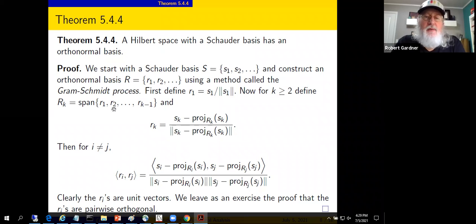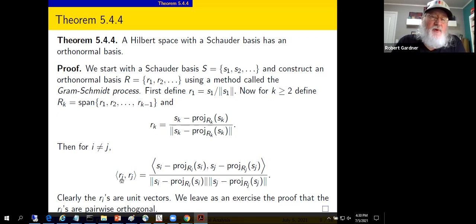The R's will be orthonormal vectors. We're inductively creating them as such. Notice this gives us R1 through R sub k minus 1. We'll define R sub k by taking the kth vector in this set, subtracting off the projection onto the span of the previous vectors, keeping a fundamentally new direction, and then normalize it. And that's how you create an orthonormal basis from a regular basis that may not be orthonormal. That's the Gram-Schmidt process.